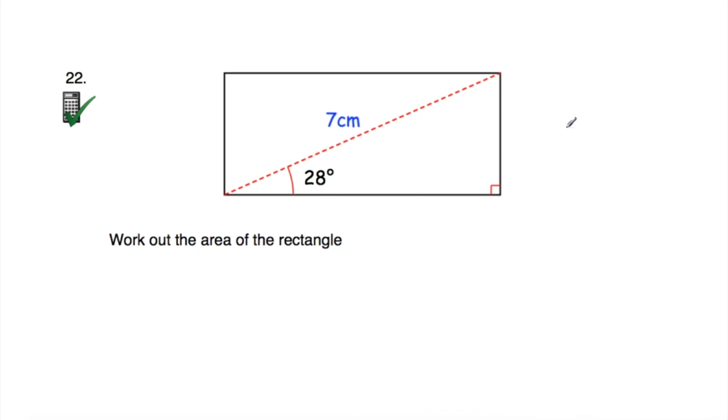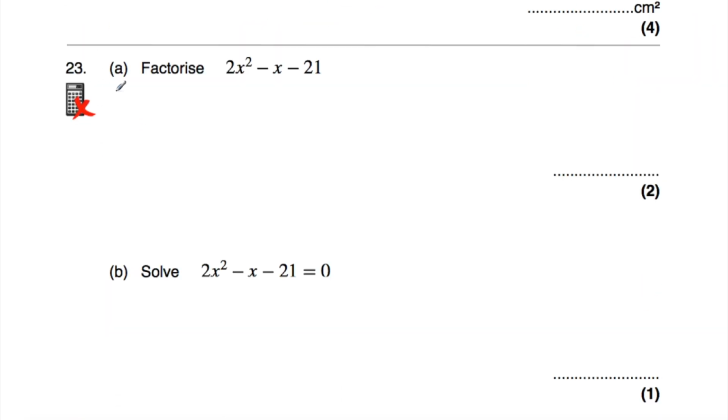So you're going to use trigonometry, and that is 91 days to go. That video will go through how to do trigonometry questions. Once you've watched that video, you'll be able to find the length of the opposite, you'll be able to find the length of the adjacent, and then you can multiply them together to find the area of the rectangle. Okay, question number 23 is on factorizing quadratics and using factorization to solve quadratic equations.